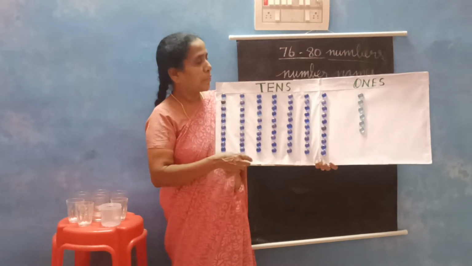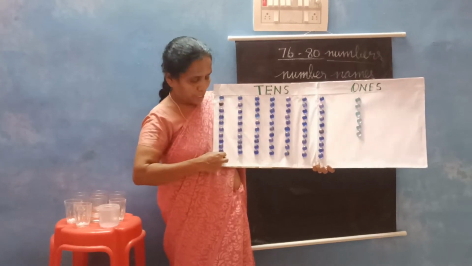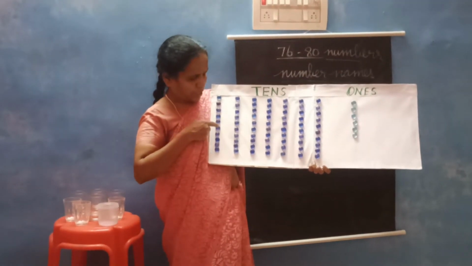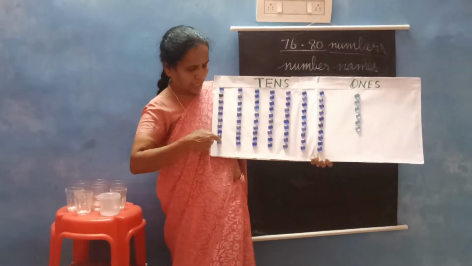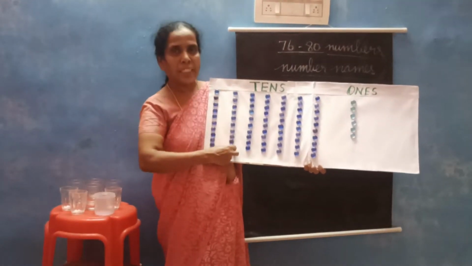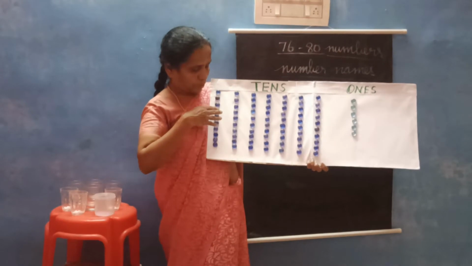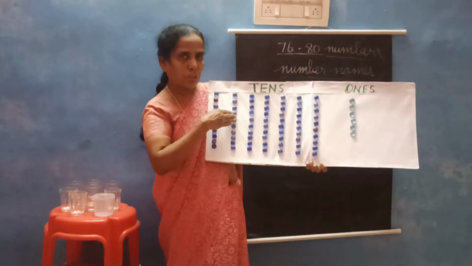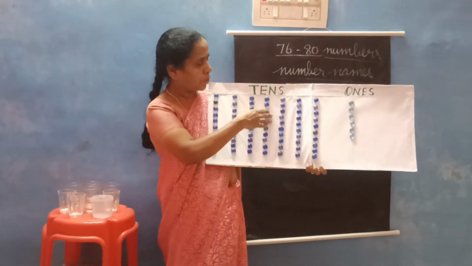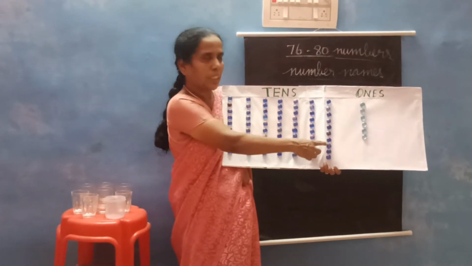Number 76: how many tens are there, how many ones are there? Now we will see. In this column, how many marbles are there? We will count. 1, 2, 3, 4, 5, 6, 7, 8, 9, 10. Each column contains 10 marbles. The first column has 10, the second column also 10, the third column 10, the fourth column 10, the fifth column 10, the sixth column 10, and the seventh column also 10 marbles.